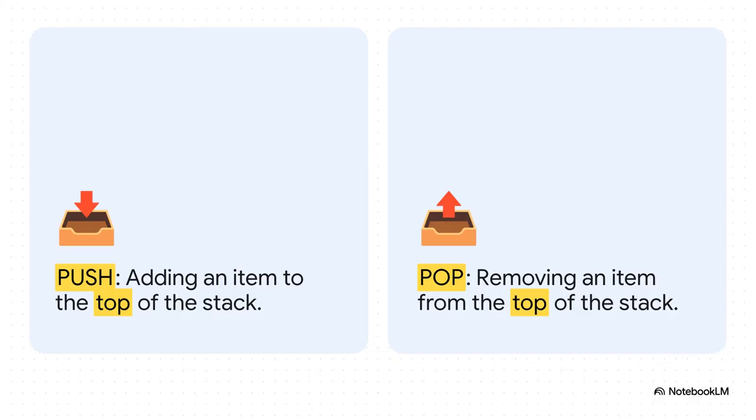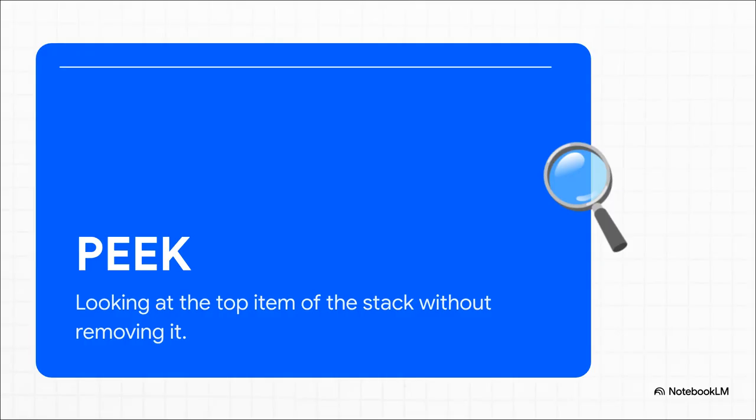Now, of course, computer scientists have simple, punchy names for these actions. When you add an item, or a plate, to the top of the stack, you push it on. And when you take that top item off, you pop it. That's it. Push and pop. Simple, right? But okay, what if you just want to see what's on the top without actually taking it? Well, there's an operation for that too. It's called a peek. It's like gently lifting that top plate just enough to see the pattern and then placing it right back down. You get the information, but the stack stays exactly the same.